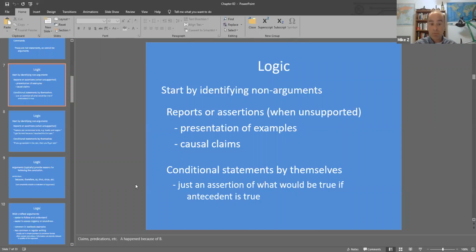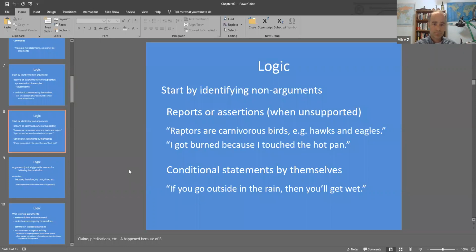And a conditional statement by itself, if this thing happens, then this other thing happens, or if this is true, then that must be true as well. So those are conditional statements, and they could be part of an argument, and they might be hinting at a possible full argument, but just on their own, they don't count as arguments. So here's some examples, right, for reports or assertions. Raptors are carnivorous birds, for example, hawks and eagles. Okay. That could be part of an argument, but by itself, it's just a statement of what raptors are.